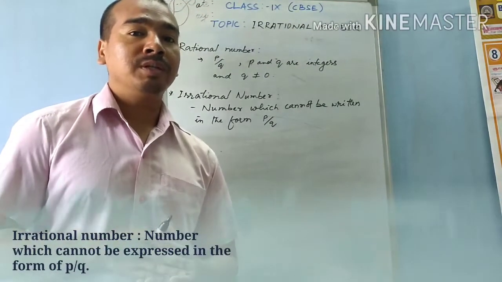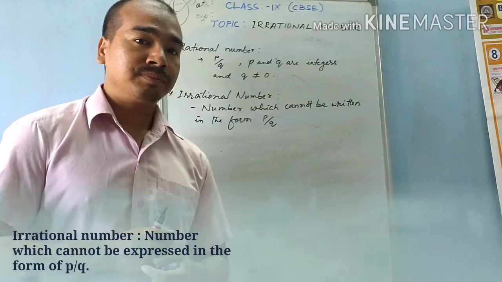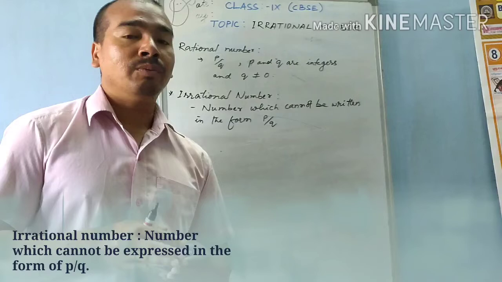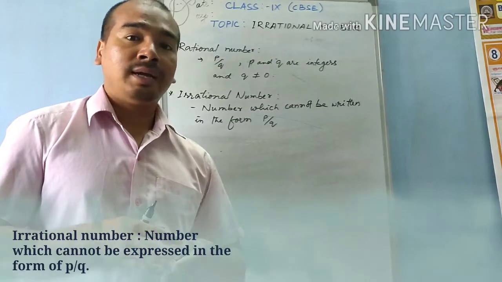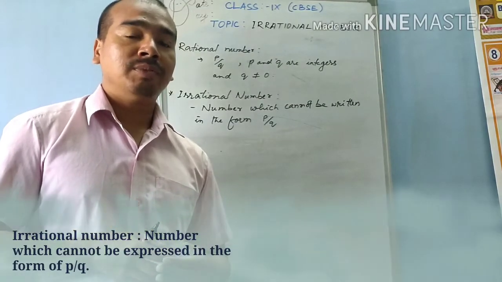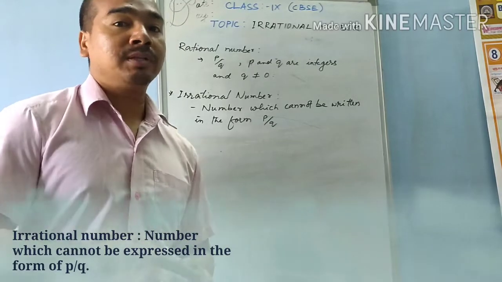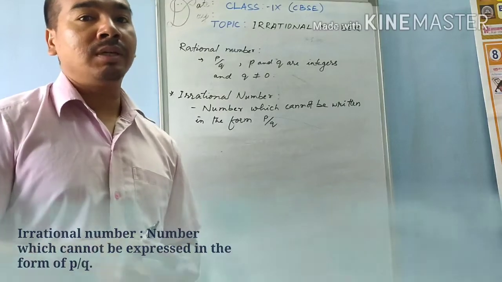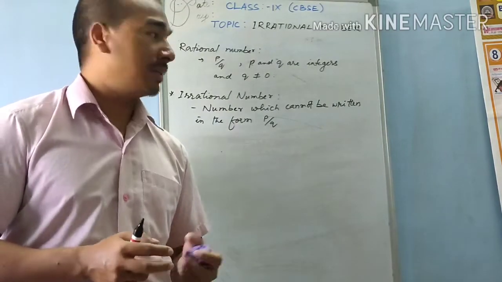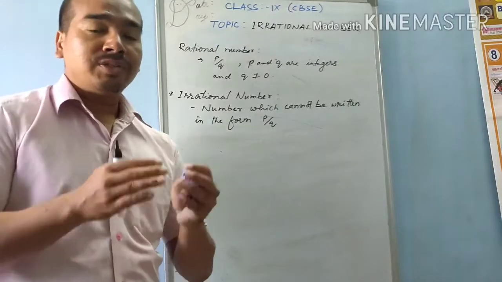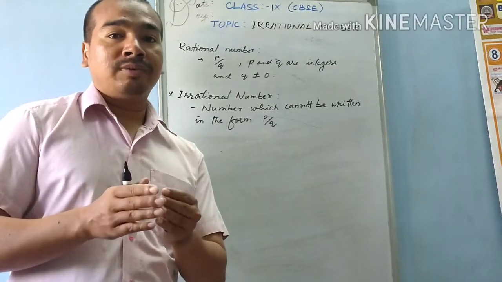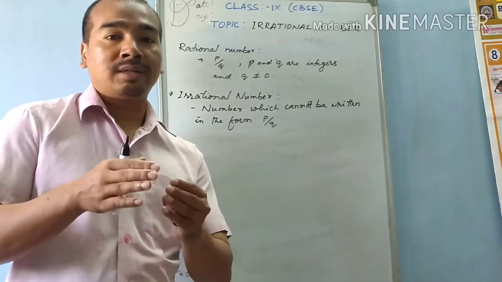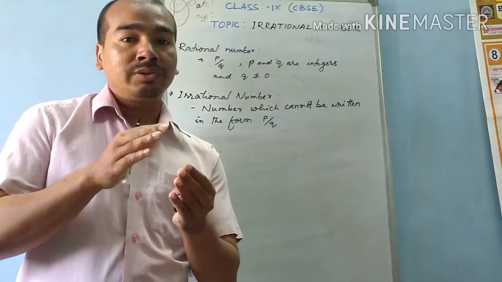Irrational number. What type of number is called an irrational number? An irrational number is a number which cannot be expressed as a ratio, meaning which cannot be expressed in the form of p by q. It's called an irrational number. Okay, so I have given the definition here. By seeing the number itself, how do we identify that the given number is irrational? Let us identify now.